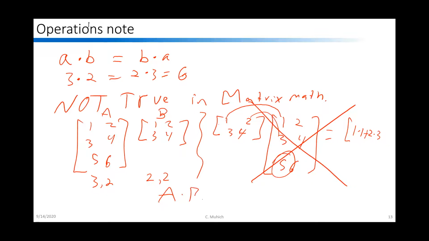So just remember that A times B does not equal B times A. This is a key place that people mix up, so you've got to keep this straight. I can't do this switching around of things. I have to go from left to right.